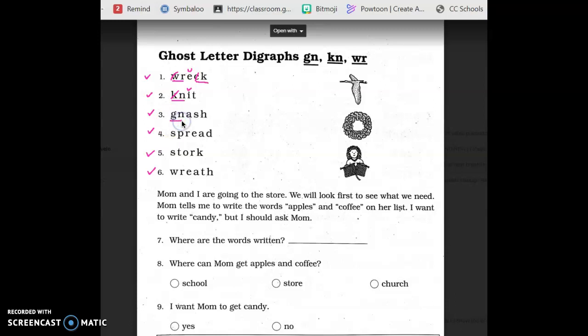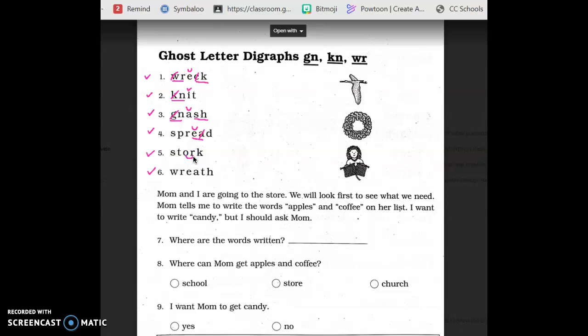Next word, gnash. Okay, underline digraph GN, we do not hear the G. Underline SH, and we'll put a breve over the A for the short A sound. Next word, spread. We're going to underline EA. We do not hear the A, so it makes the E have a short E sound. Next one, stork. We have combination OR, we'll put an arc under it.